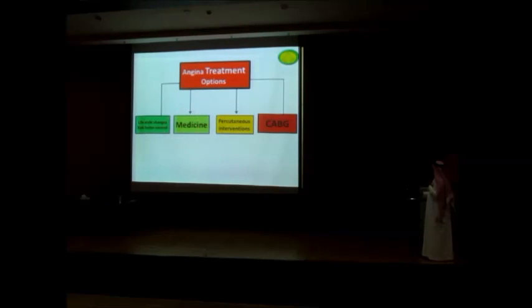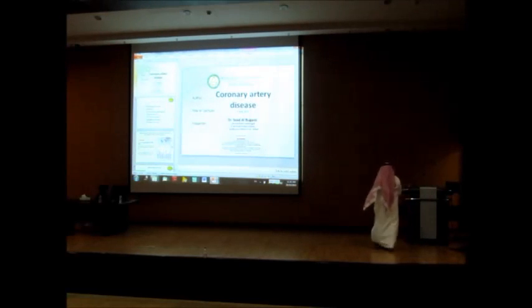Then if the patient is not doing well, we send them for coronary angiography. If it is a simple, straightforward disease, we try to put in stents. When it is really bad, with complex disease, we send the patient for CABG. Okay, so this is the first part.